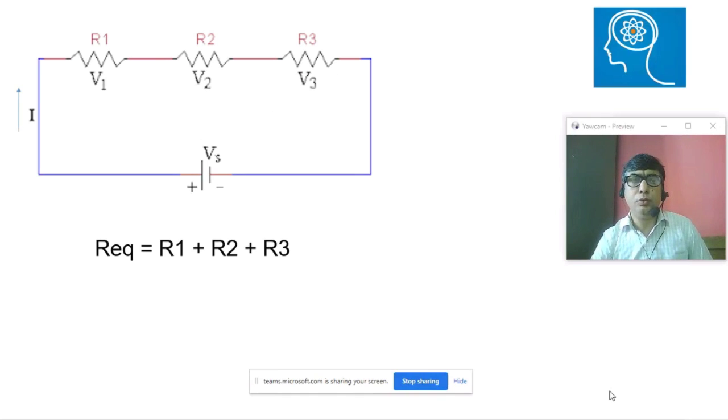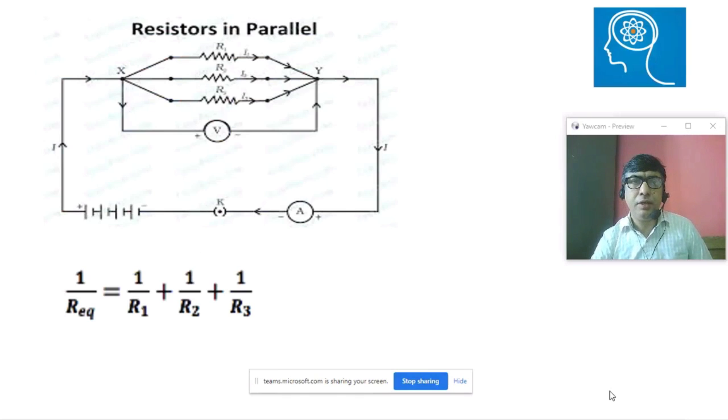Okay, so you know that when three resistors R1, R2, R3 are connected in series, then the formula for equivalent resistance is the addition of the three resistors. Similarly, when three resistors R1, R2, and R3 are connected in parallel, what is the formula for equivalent resistance? It is 1 upon R equivalent equal to 1 upon R1 plus 1 upon R2 plus 1 upon R3.